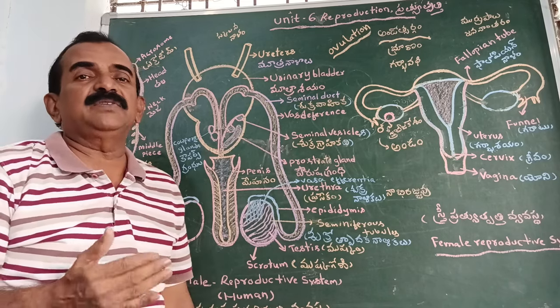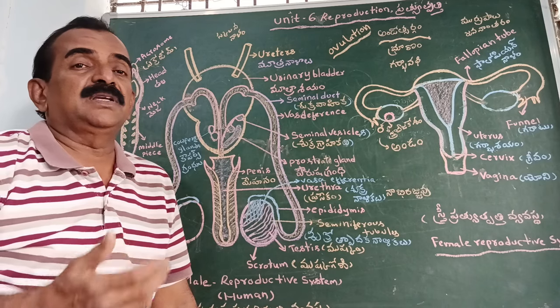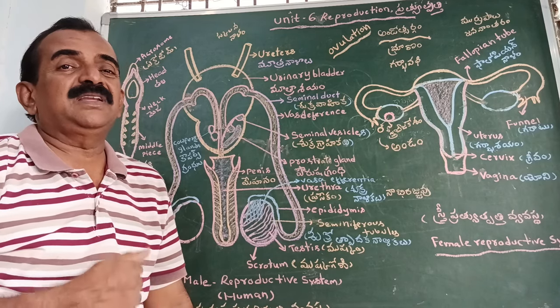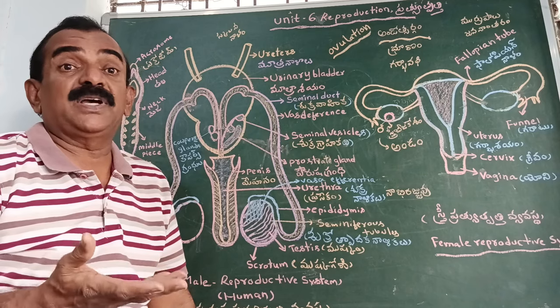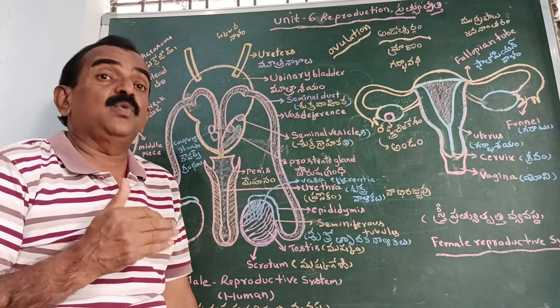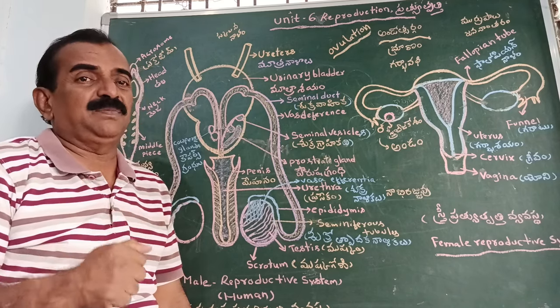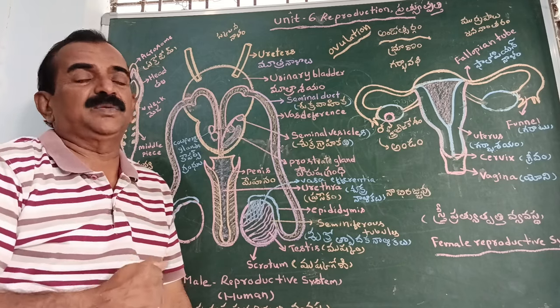Asexual reproduction we generally observe in amoeba, paramecium, planarians, yeast cells, like that. In plants also, such as spirogyra, they give new offspring from their body parts, and that is called asexual reproduction.